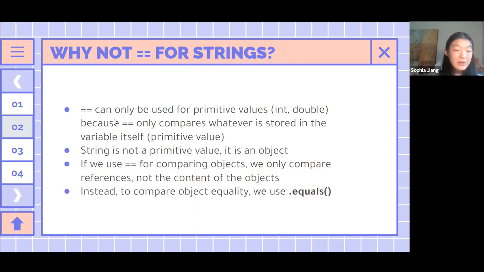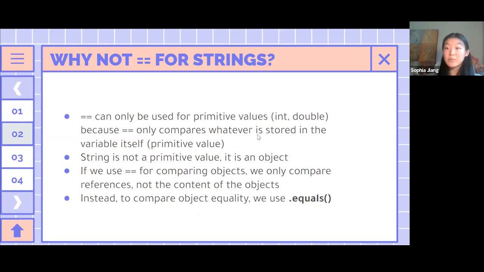It's because equals equals can only be used for something called primitive values, which are ints and doubles. Primitive values are, of course, simple values, and we'll talk about this a bit later in the class. Equals equals only compares whatever is stored in the variable itself, and strings, however, are not primitive values. So we can't use something used only for primitive values for something that is not a primitive.